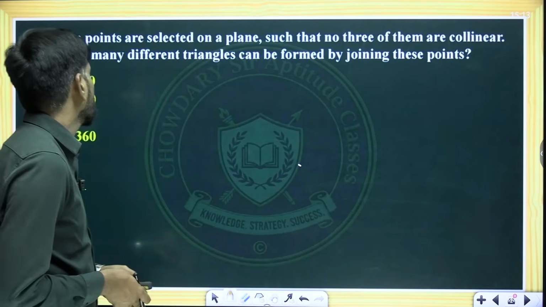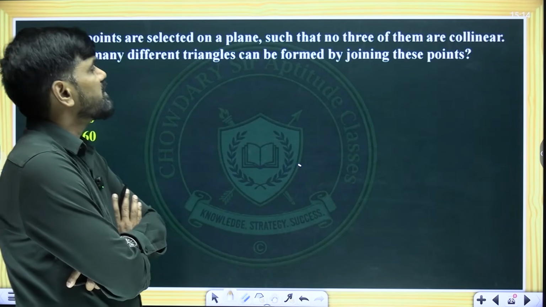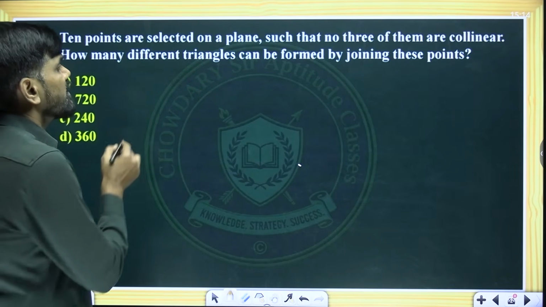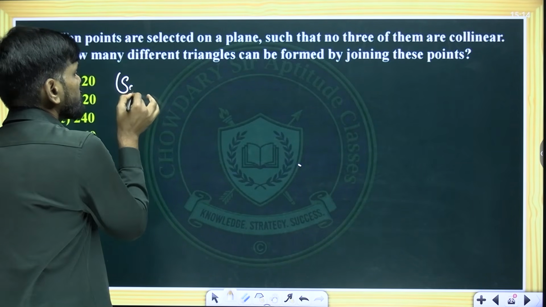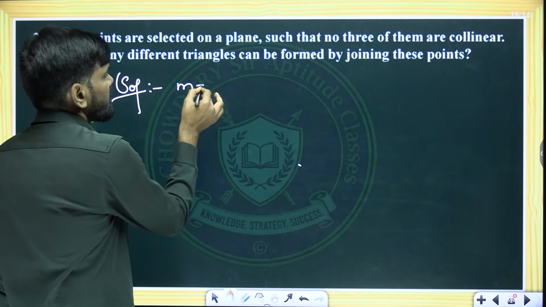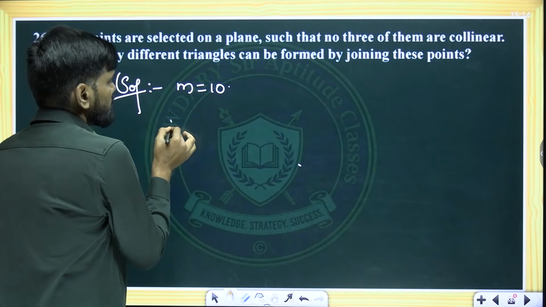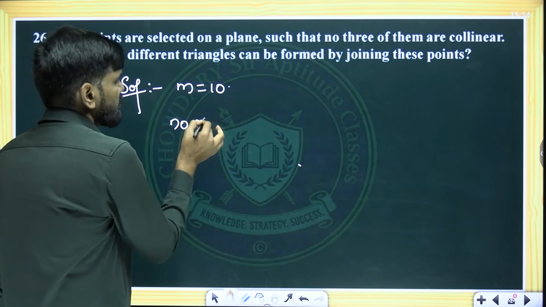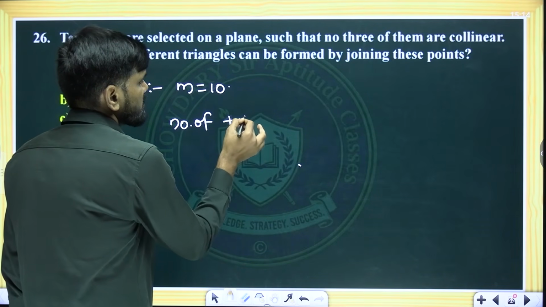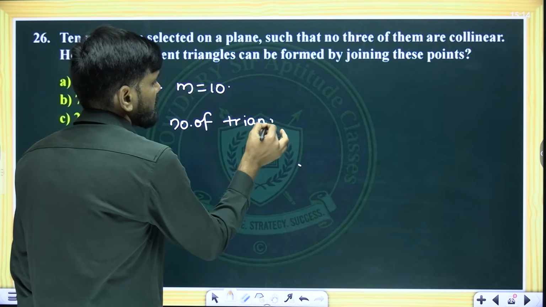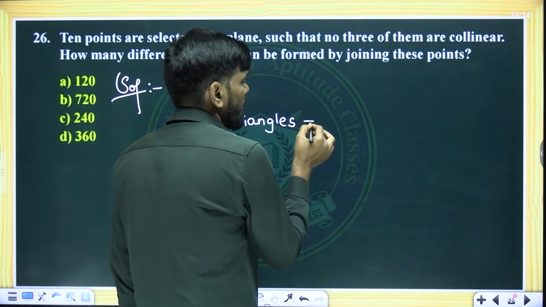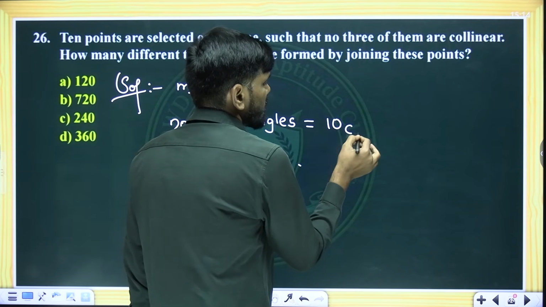Next, problem number 26. 10 points are selected on a plane such that no 3 of them are collinear. Then how many different triangles can be found by joining these points? So the number of triangles is equal to, m is given as 10. So the number of triangles is equal to 10C3.